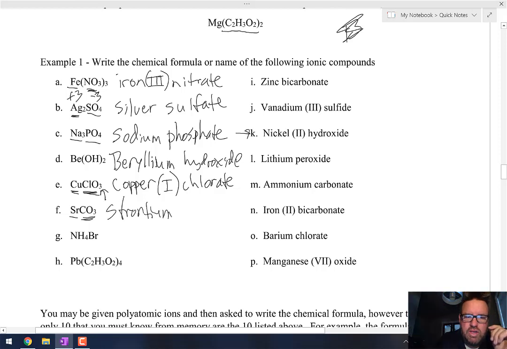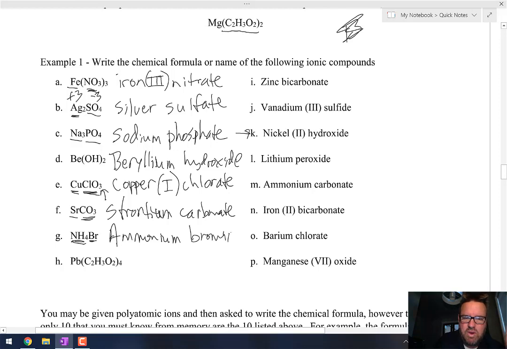And strontium is in that second column. It's always +2. So we don't need a Roman numeral. Letter G, NH4 is ammonium. And Br is bromine. Be careful, the polyatomic ion is in the first part, not the second part. Okay, so remember, ammonium, and do I put bromine? Okay, remember if it's like a binary ionic compound, you have to change that ending to IDE.